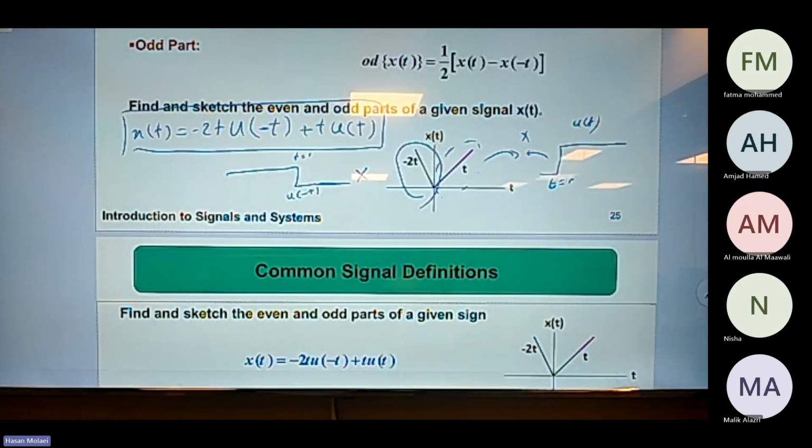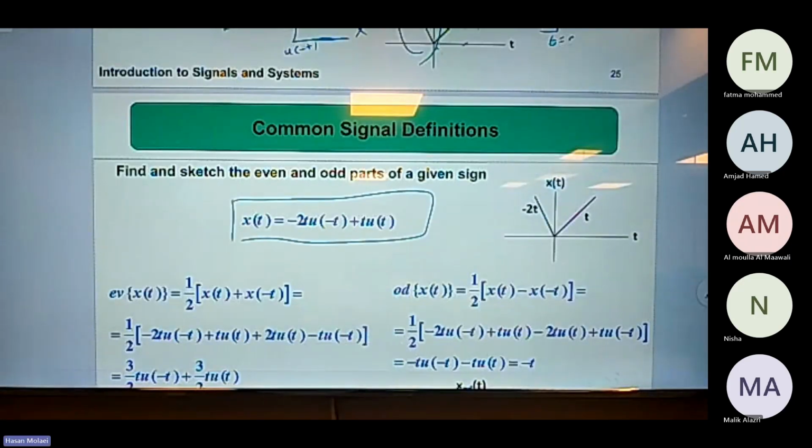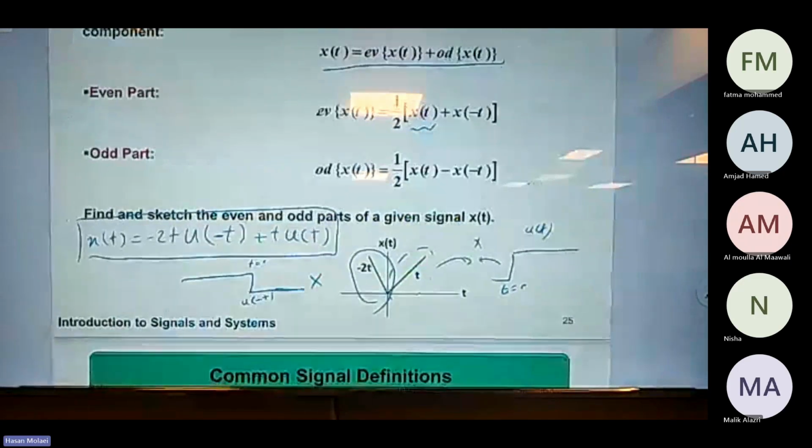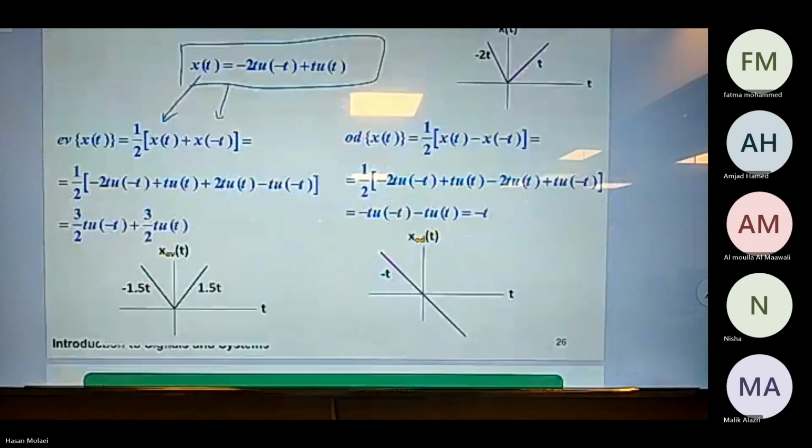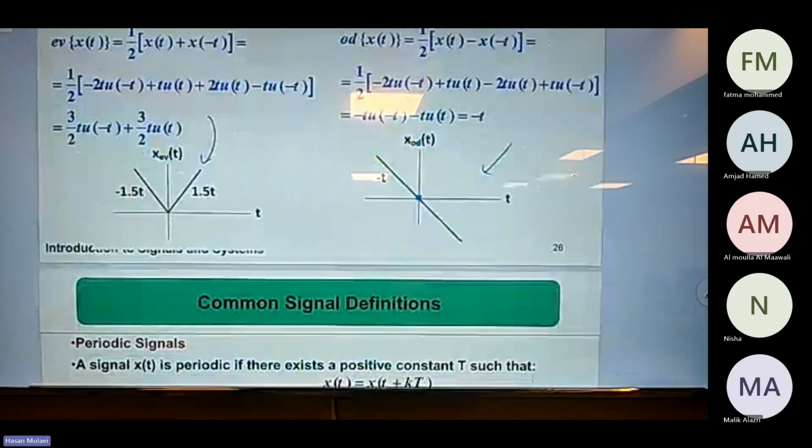Okay. When you have the expression, its even part is x(t) plus x(minus t). Just change the t to minus t here and add them together. The odd part is alpha x(t) minus x(minus t). You can see symmetry about the origin here, and this is symmetry about the vertical.